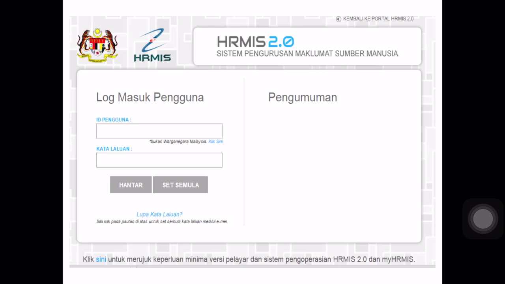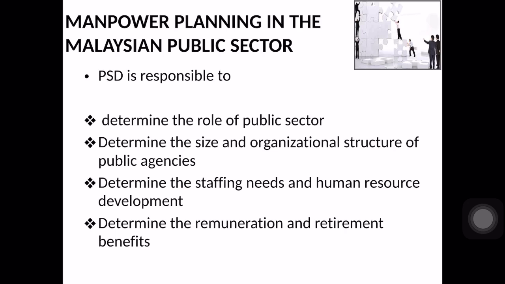So manpower planning in the Malaysian public sector. So basically JPA ni bertanggungjawab untuk apa? First sekali to determine the role of public sector. Sebab tu saya cakap you need to identify what are the differences between JPA and also SPA. So JPA ni kita kata dia buat policy tentang human resource, betul tak? Tentang how they handle this PPA, Public Personnel Administration ataupun kita kata Human Resource Management lah.